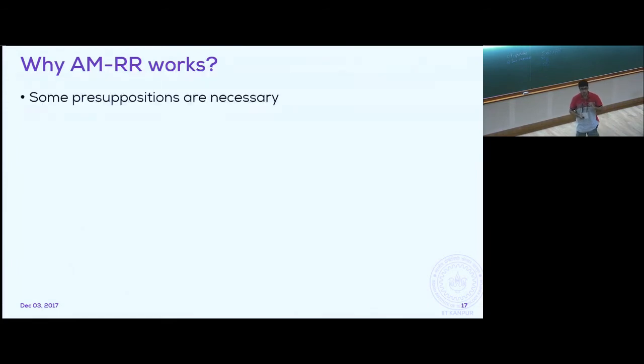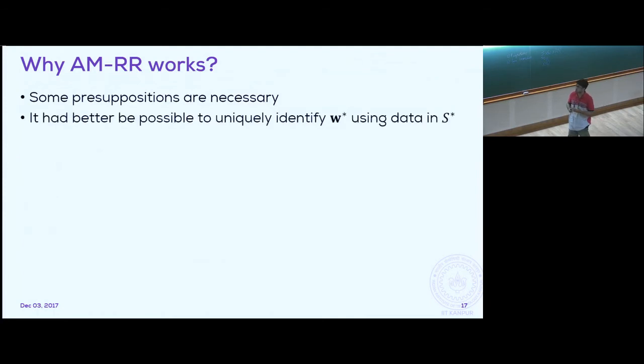Clearly, some preconditions have to be met to allow all this nice behavior to take place for this algorithm. In particular, it had better be the case that if I had S star, using S star, I should be able to identify W star. If even this is impossible, then the whole problem is lost.